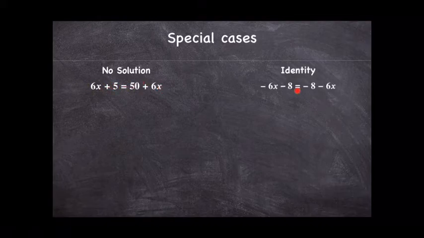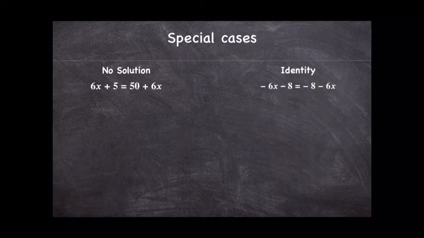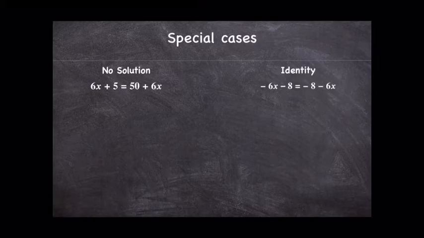And identity actually means exactly the opposite. That means that any number, positive, negative, fraction, etc., that we plug in here and here will always make this side equal to that side. Now, how do we know that we actually have one of the special cases?